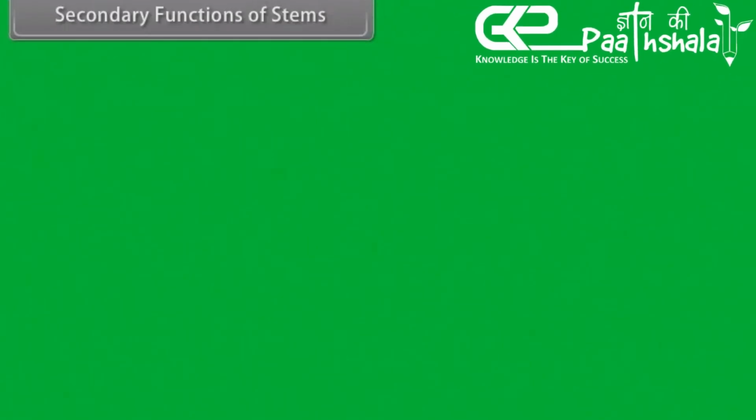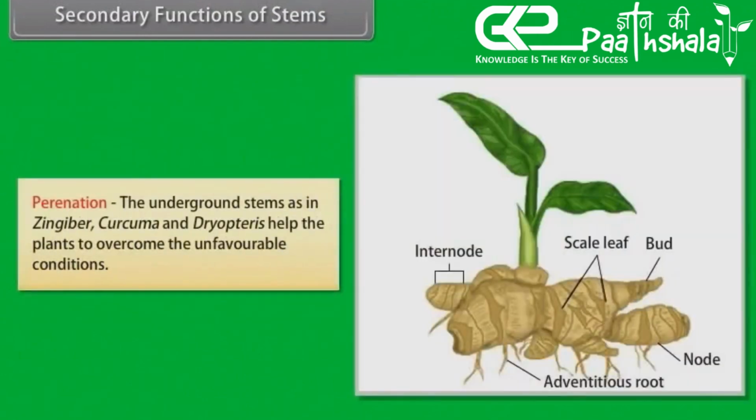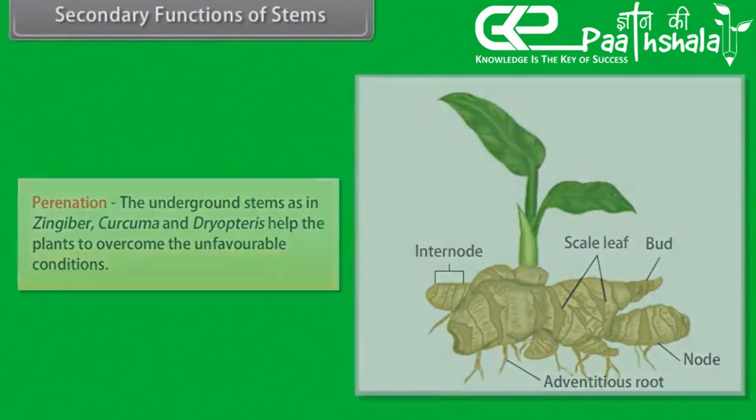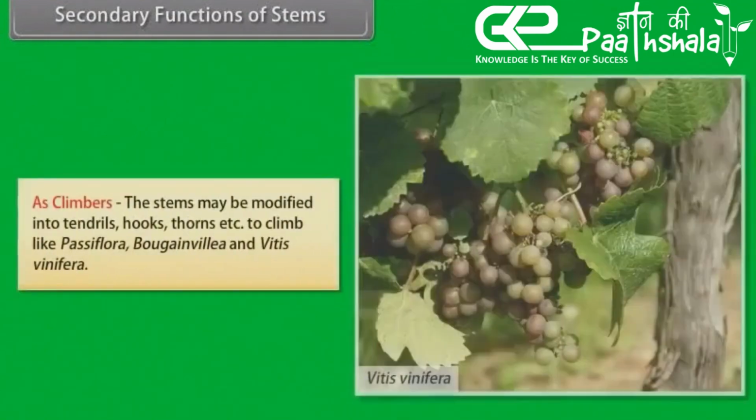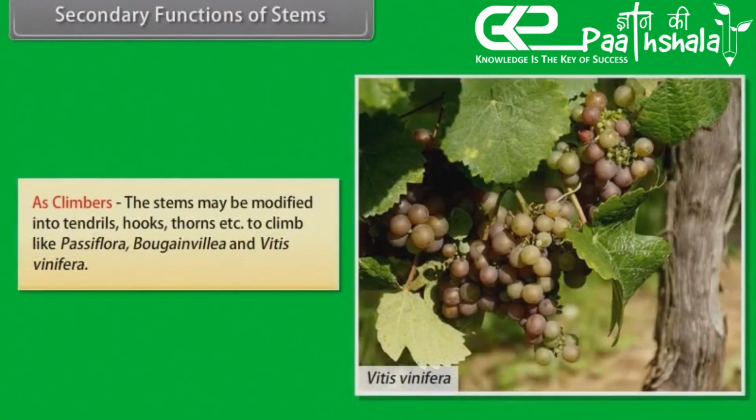Secondary functions of stems. Perenation. The underground stems, as in zingiber, curcuma, and dryopteris, help the plants to overcome unfavorable conditions. Storage of food. Food is stored in parenchymatous cells in underground stems like Solanum tuberosum, Colocasia, ginger. As climbers. The stems may be modified into tendrils, hooks, thorns, etc. to climb like Passiflora, Bougainvillea, and Vitis vinifera.